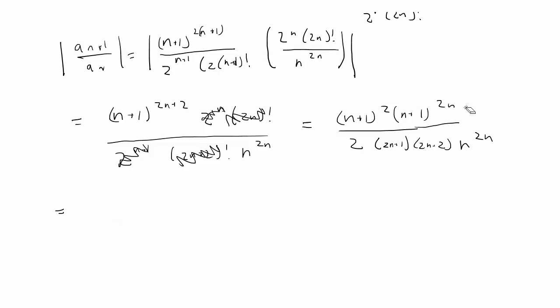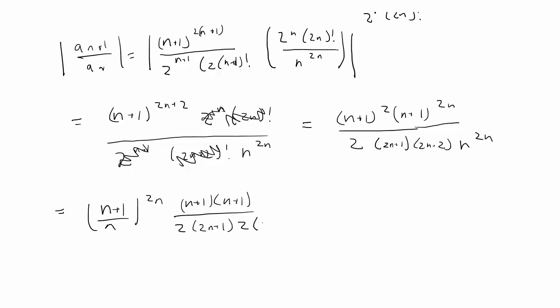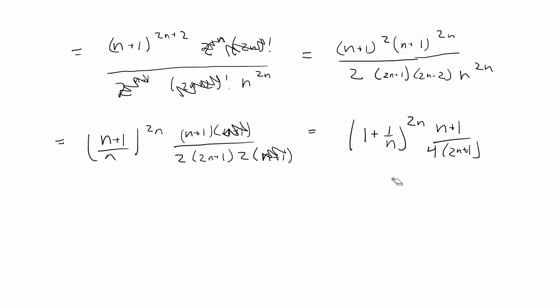I'm going to pull out both the terms that are going to 2n, so that's going to be (n+1) over n to the 2n. Then it will still be (n+1) times (n+1) over 2(2n+1). Then I'm going to pull out another 2 from here, so that will be times (n+1). Then we can cancel an (n+1) from the top and the bottom, so we can rewrite this again as (1 + 1/n)^(2n) times (n+1) over 4(2n+1). Okay, so I've simplified it.